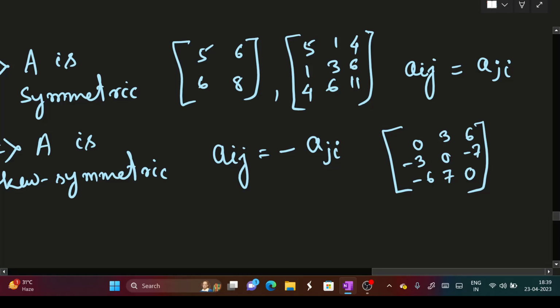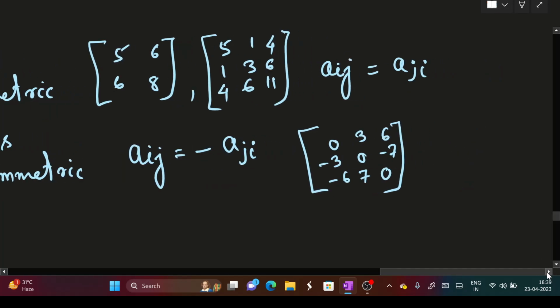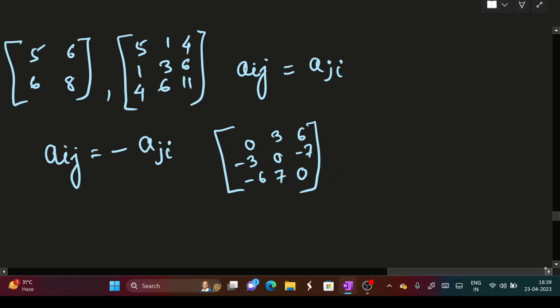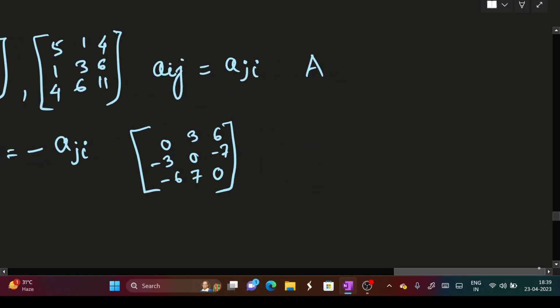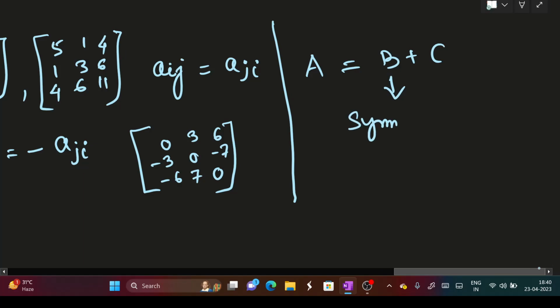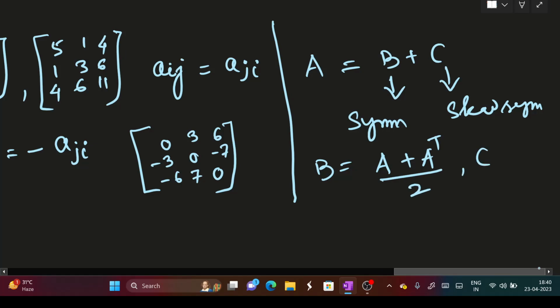Another property for skew symmetric and symmetric matrices is that for any square matrix A, I can write A is equal to B plus C, where B is a symmetric matrix and C is a skew symmetric matrix. Every square matrix A can be written as a sum of two matrices where B is symmetric and C is skew symmetric. So the formula for B is A plus A transpose by 2, and the formula for C is A minus A transpose by 2.